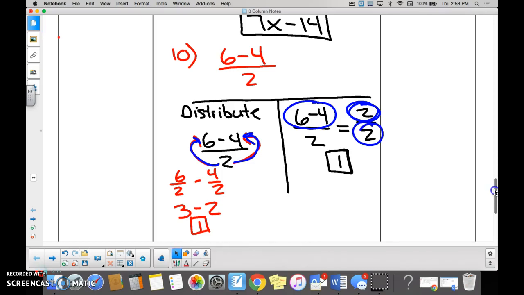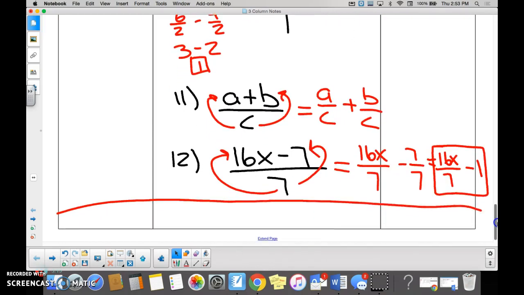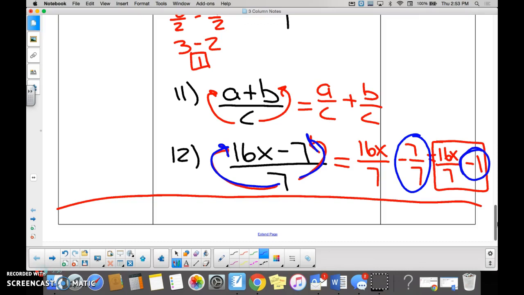And then we moved on down to number 11. Number 12 was a tricky one for some of us. Again, the 7 has to go to each term. The tricky part was right here. What is -7 over 7 equal to? -1. What? -1. So our simplified expression would be 16x over 7 minus 1. Anything?